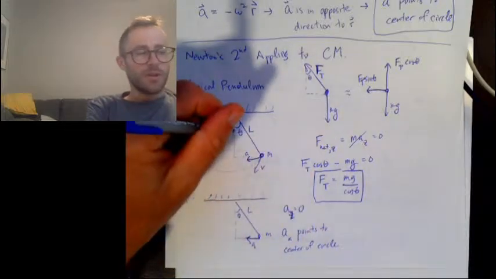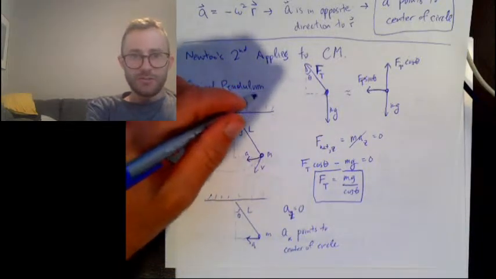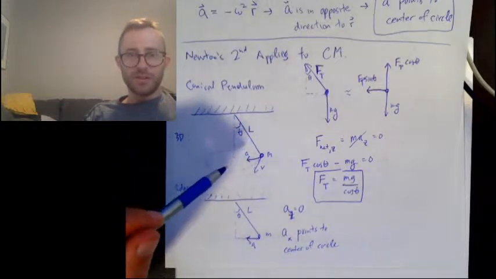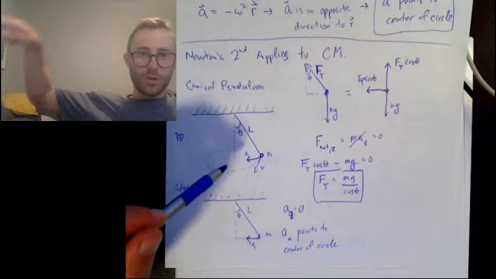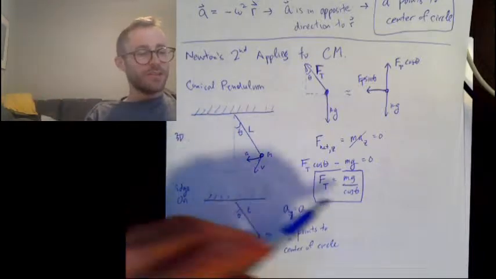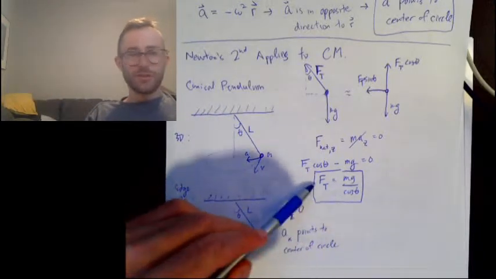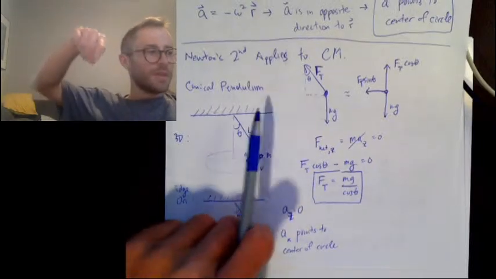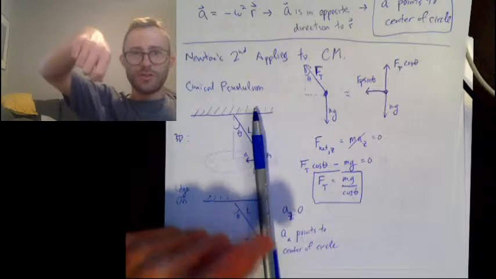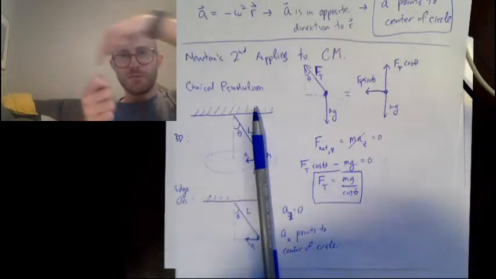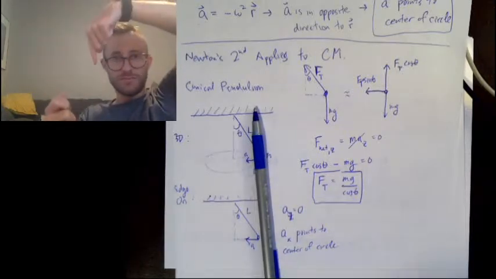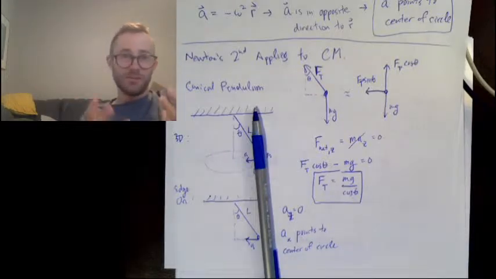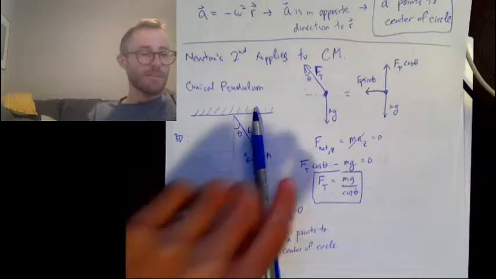In particular, what if this angle were 90 degrees? That would mean the string is horizontal. If theta is 90, cosine of 90 degrees is 0, so you would have infinite tension. If you think about whirling something on the end of a string in a circle, you can never make it perfectly horizontal. To do so, you would need infinite tension, which would break the string.